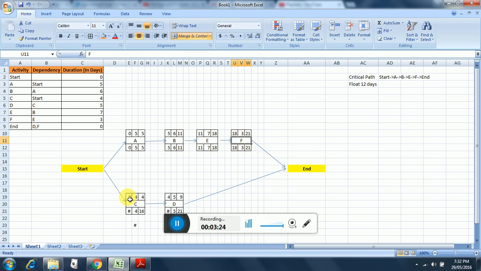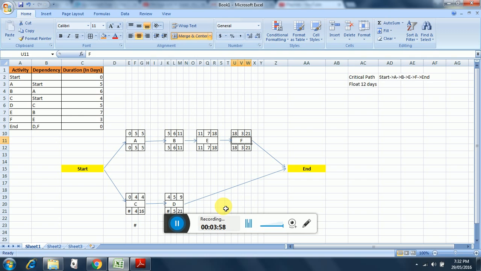To start with, activity C has a dependency on start. So it starts at 0, same as A. It has a duration of 4. So 0 plus 4 equal to 4. Then this 4 is carried forward to D. D has a dependency only on C. D has a duration of 5. So 4 plus 5 equal to 9. And then D ends up in the end activity. So end activity is dependent on D and F, 2 activities. So in this way we complete the forward pass.